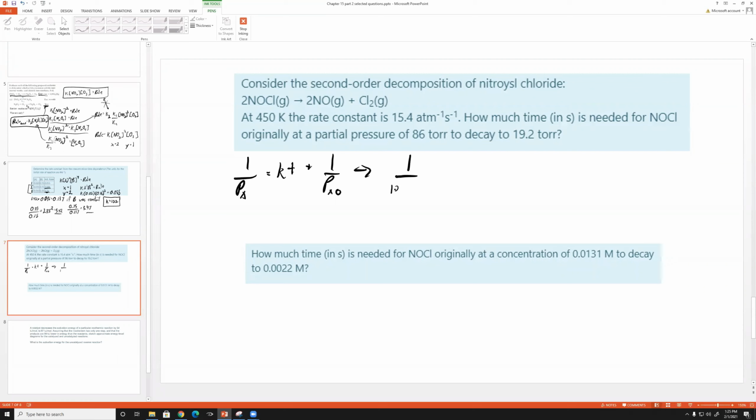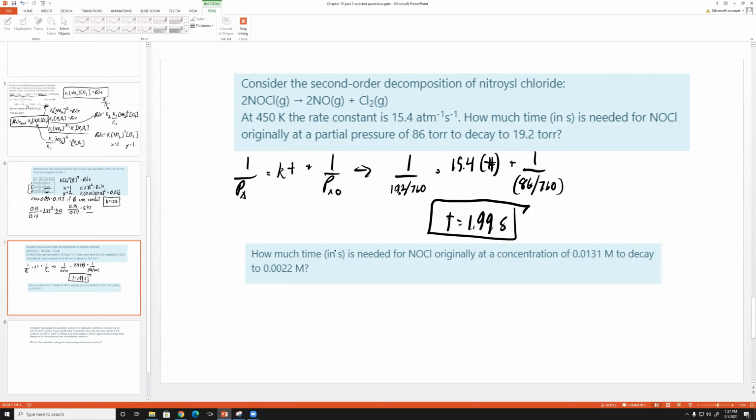So we can just do 19.2 divided by 760 to convert to ATM, equals K, which is given as 15.4 ATM per second. And we're looking for time, plus A0, in this case, would be its original partial pressure of 86. So 86 divided by 760. Now we can solve for that.